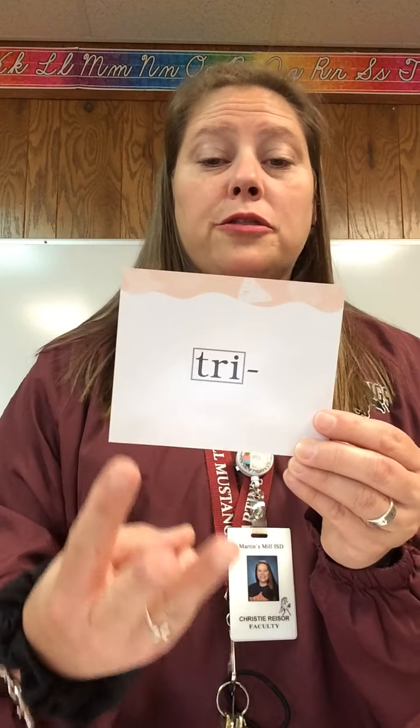Prefix bi means two. A bicycle has two wheels. If you're bilingual, you speak two languages. So prefix bi means two. Prefix tri means three. A triangle has three sides. That's why it's called a triangle. Tri means three.